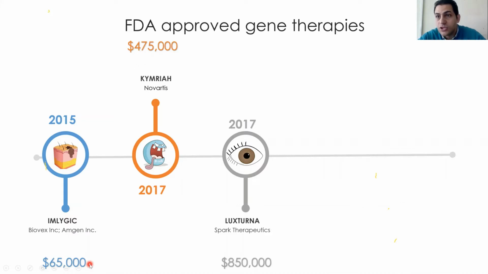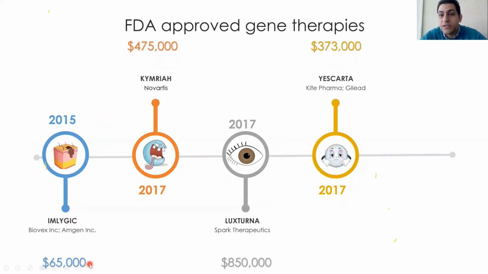In the same year, another product came to market called Luxturna, and Luxturna is used to treat vision loss. So you can imagine someone who lost his vision because of a genetic disorder. You get a viral vector, you inject it behind the eye, a subretinal injection, and then you can retrieve your vision again. And this costs $850,000 for both eyes.